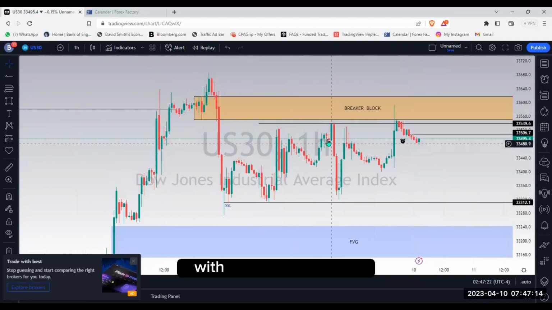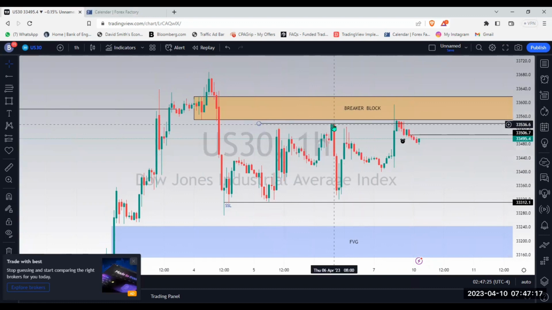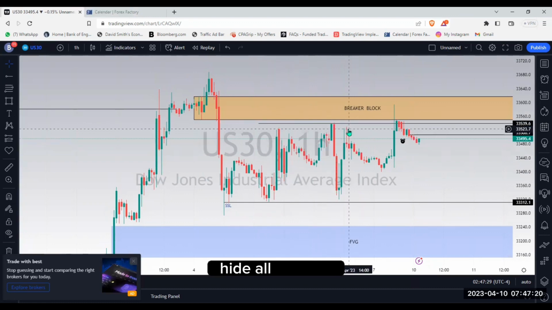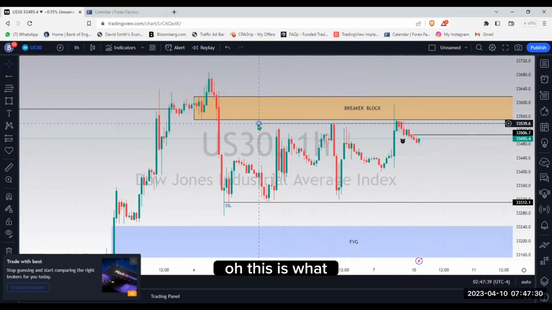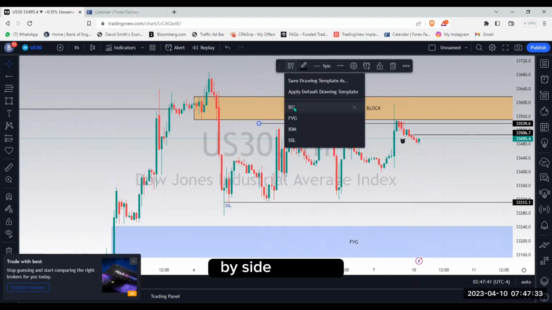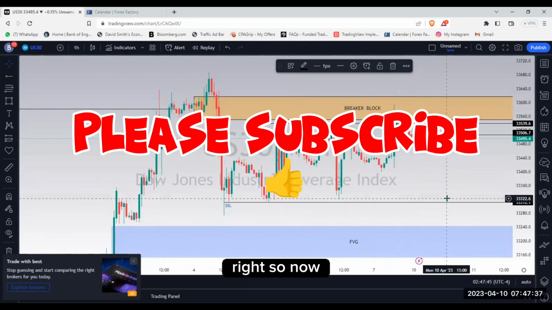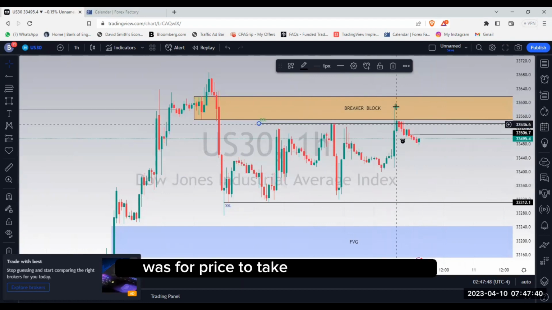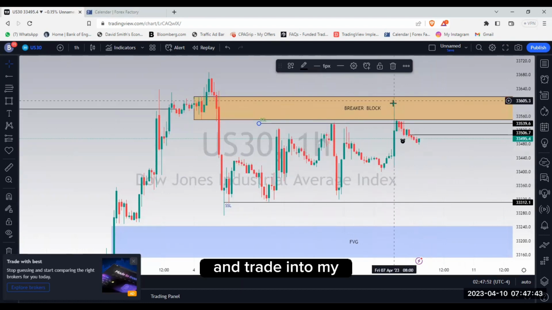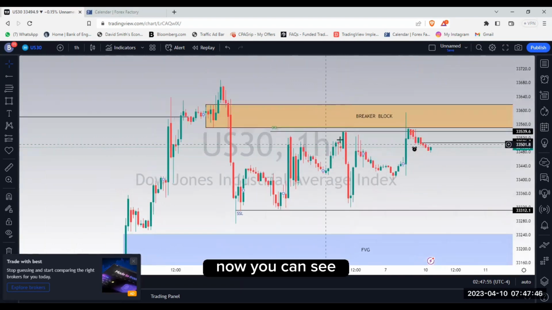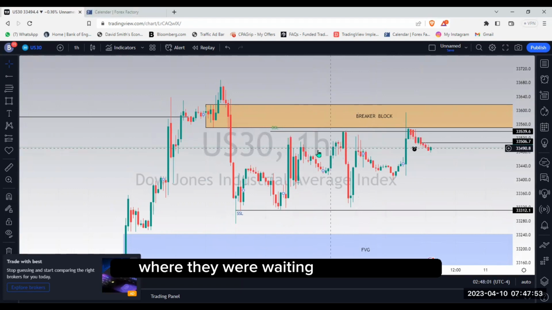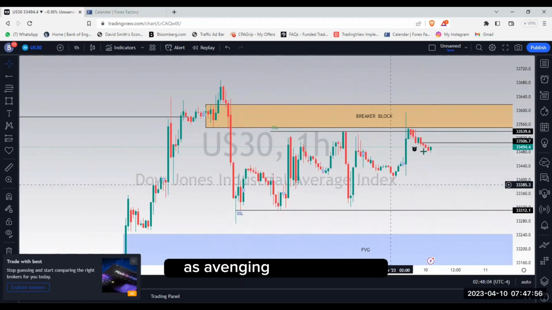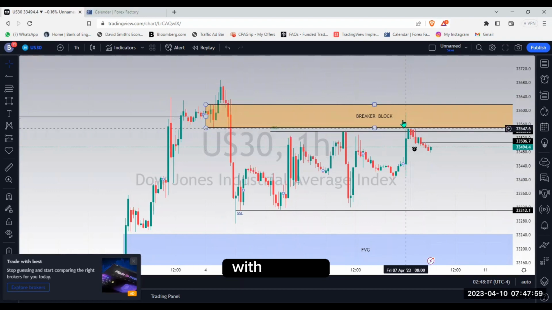All right. With my understanding, price creating this high, this high, this high, or this one was more of an encouragement to me. In fact, I wanted it. All right. And as I was seeing it, I said, oh, this is buy side liquidity. So now, what I was expecting was for price to take out those orders and trade into my breaker block. Now you can see people were selling, their stop loss were here. People who wanted to buy were probably waiting for breakouts. Probably they bought here in a ranging market. All right. And if price trades above, they buy.